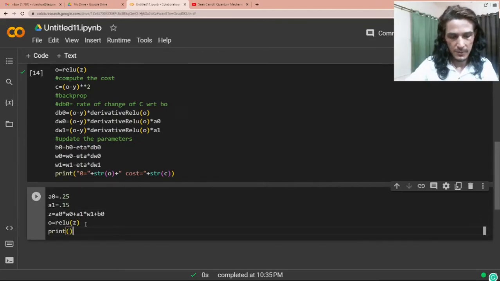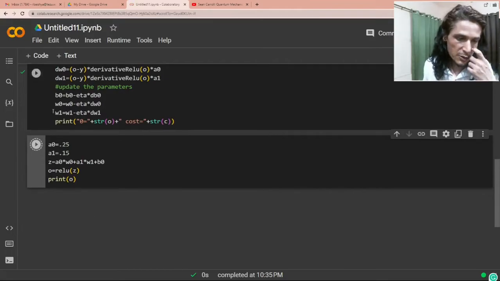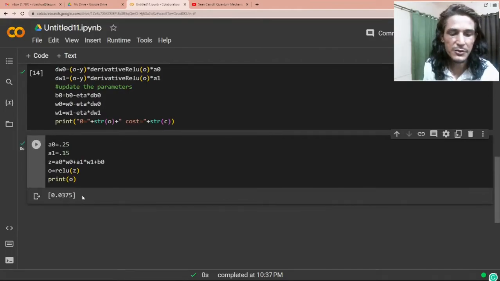and then print the output. So in this case, print the output. Now you see, for this pair of input, it is giving you the right output, the product of these two numbers, which is 0.0375. But my point is that you should not get the wrong impression that that particular neuron has learned how to multiply.